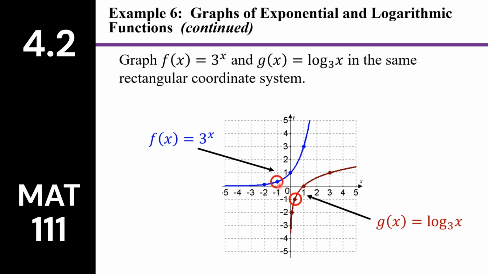When we went back 1, we were up 1/3. So for the logarithmic function, when we're at x equals 1/3, we're down 1. And finally, when we go back 2, we're up 1/9. So in the logarithmic function, when we go forward 1/9, we go down 2. Note that these two graphs are symmetrical, which means they are mirror images around this diagonal line.